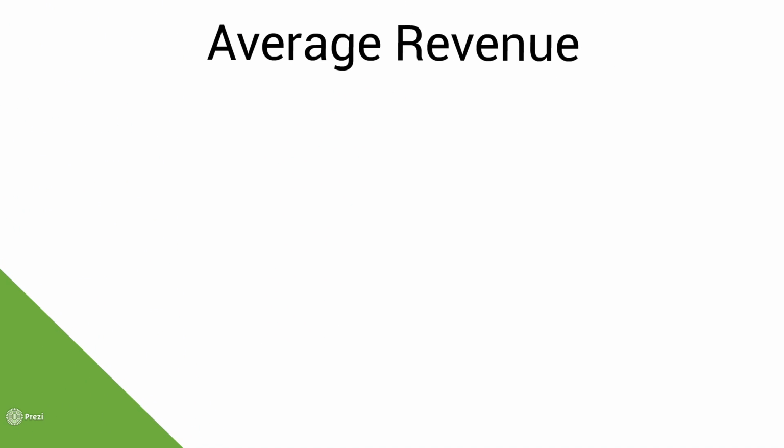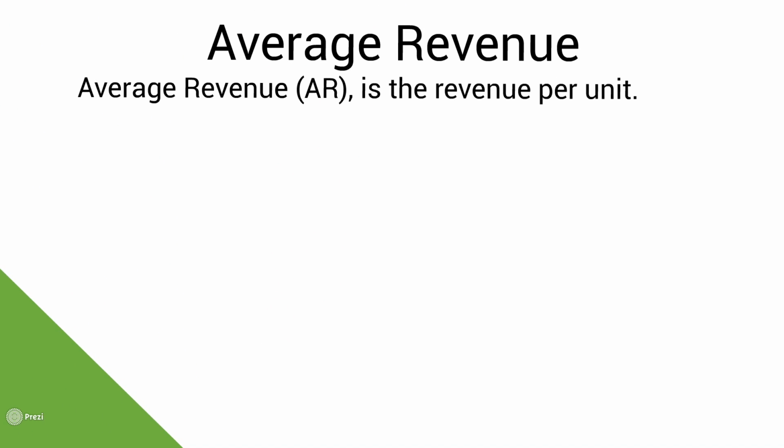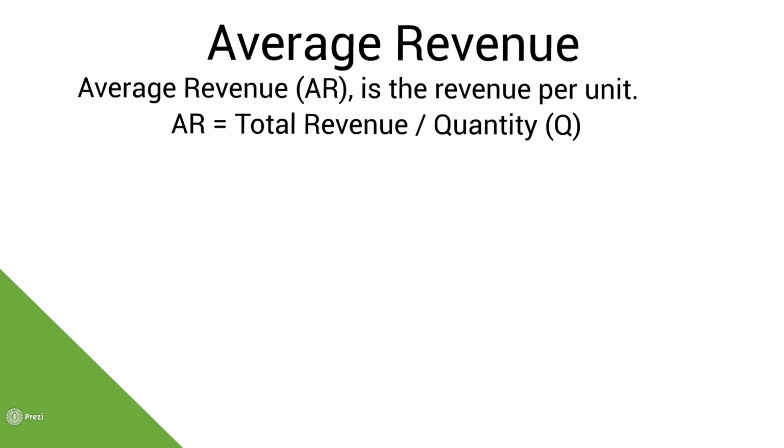Average revenue is the revenue per unit. It is worked out by dividing the total revenue by the quantity sold. Total revenue is worked out by doing price times quantity. So, to work out average revenue, do price times quantity divided by quantity, which gives you average revenue is equal to the price because the two Q's cancel out.